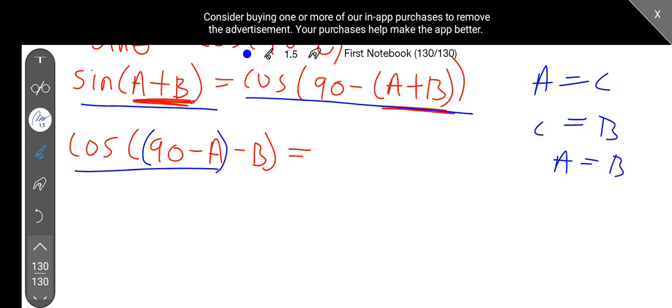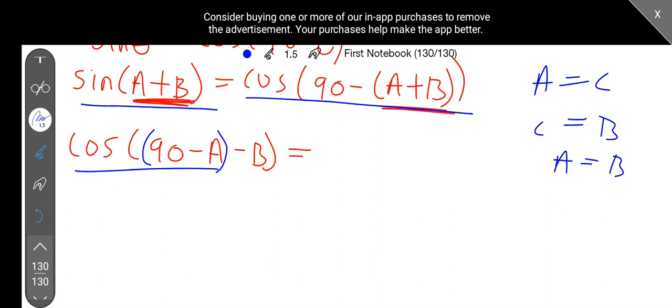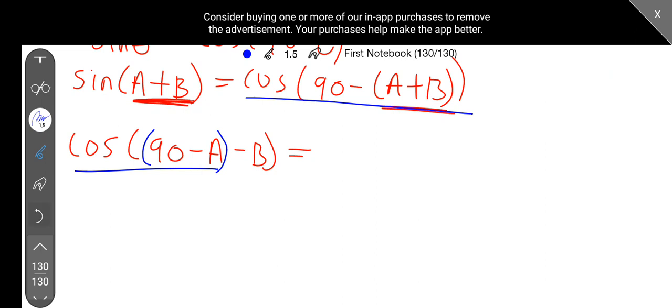So in this case, what we are saying here is that sin(A + B) is equal to cos(90 − (A + B)), and cos(90 − (A + B)) is equal to cos(90 − A) with this one, then minus B. So we can say that this one is equal to this one. So I hope it makes sense. So do not be confused. So now we are going to go back to the original business.